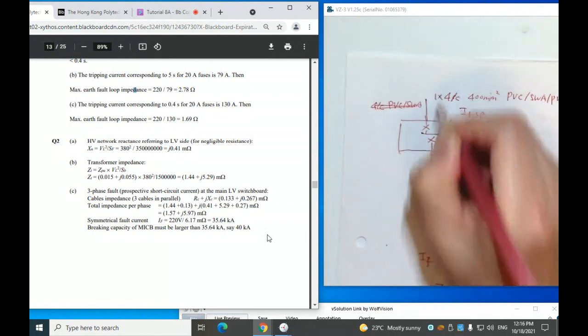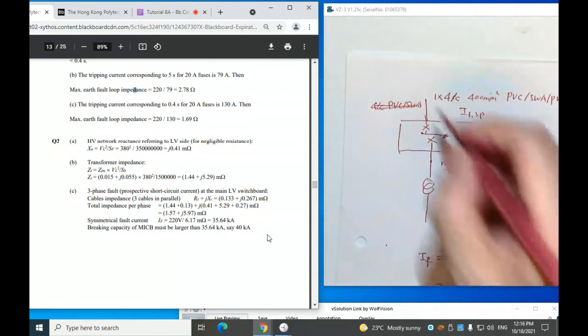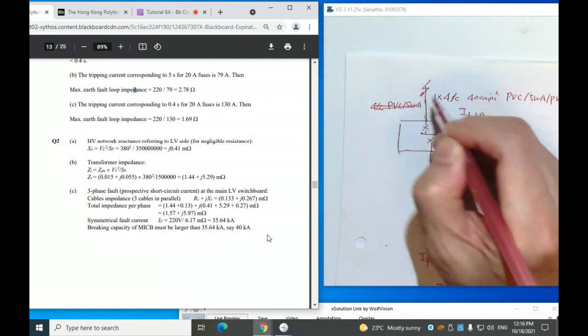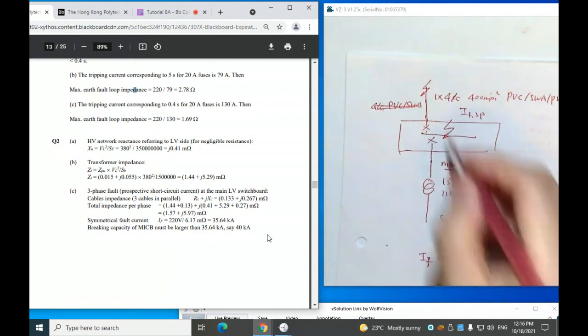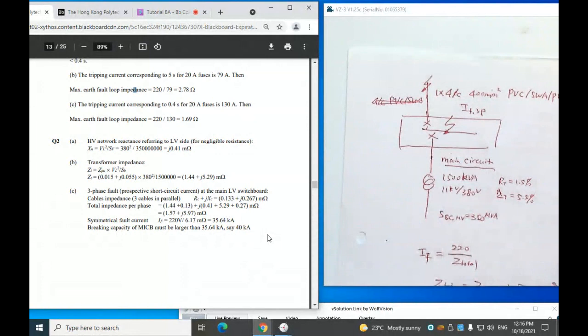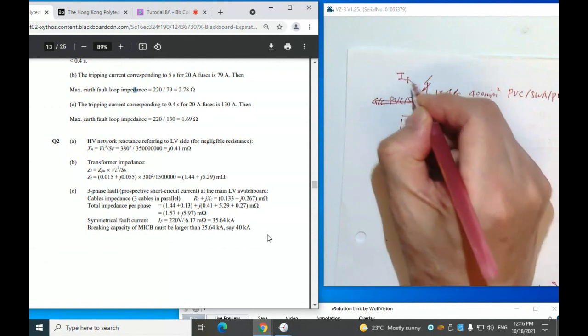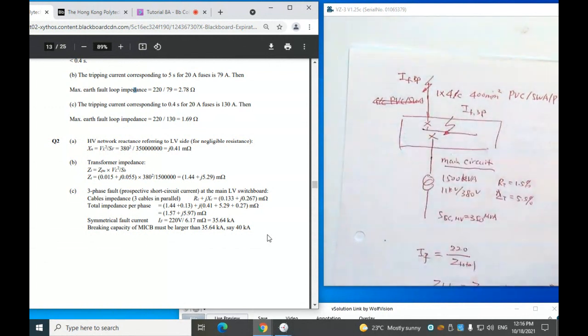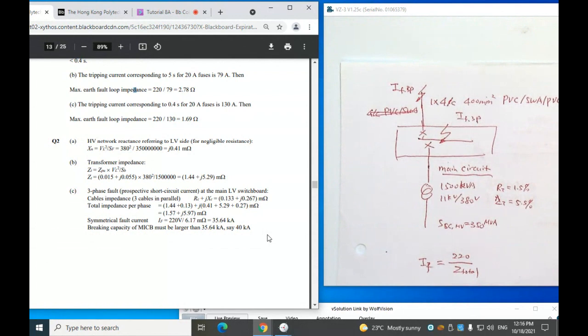One number. And we want to find the fault current at that point. Let's say the length is whatever, put some figure here, let's say 50 meter. I want you to find out the three-phase fault current at that point. So in this case, it's three-phase current with the cable impedance.